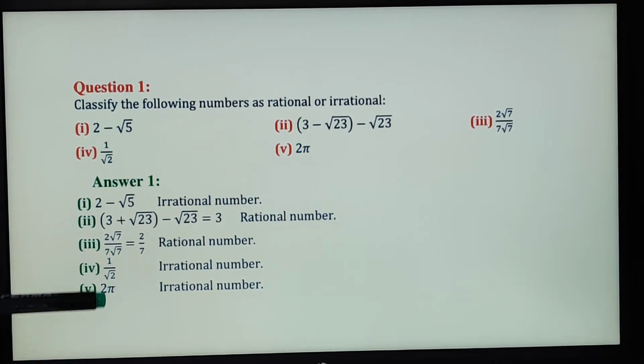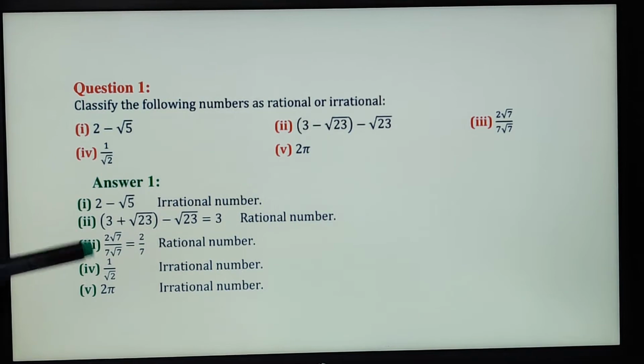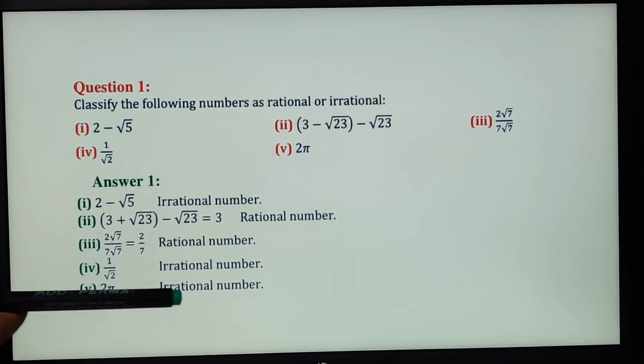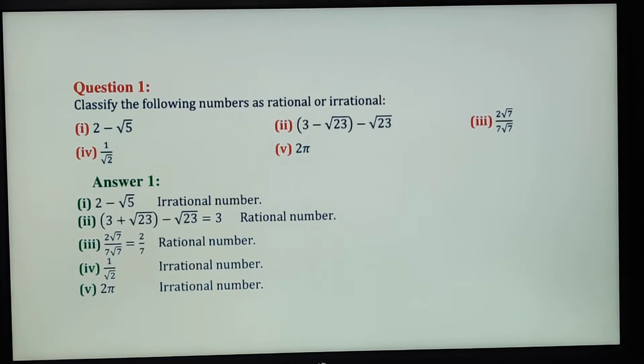Here, 1 by root 2. Again root 2, if we rationalize, then in the numerator it will be root 2 by 2. As a root part will come in the number, it is an irrational number. Here we know that pi is always an irrational number. So this is question number 1. I hope you get it, how to classify rational and irrational.